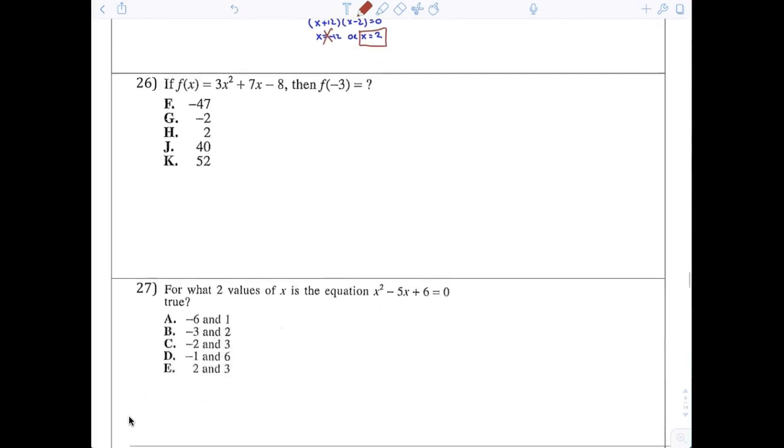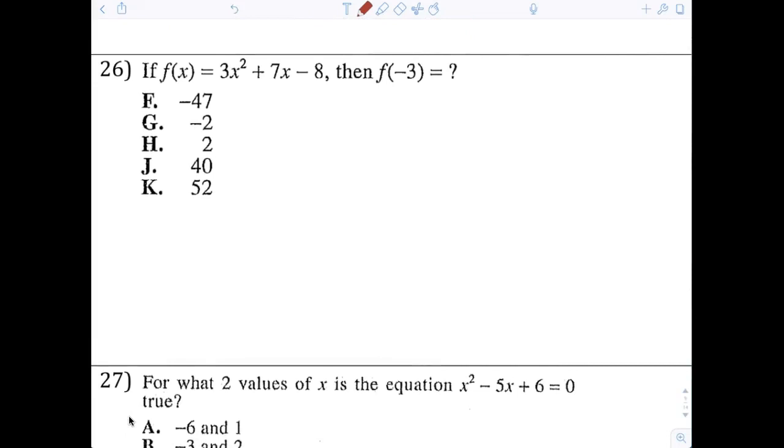All right, let's take a look at 26. Who can tell me what I need to do for question number 26? You plug in negative 3 into f of x. Yes, you're kind of right. So basically what I want everybody to write down is this. f of x is the same as what variable again? Y. So technically we can say this is y equals 3x squared plus 7x minus 8. Then I want to remind you, when someone says f of negative 3, that's saying when x equals negative 3, y equals what?